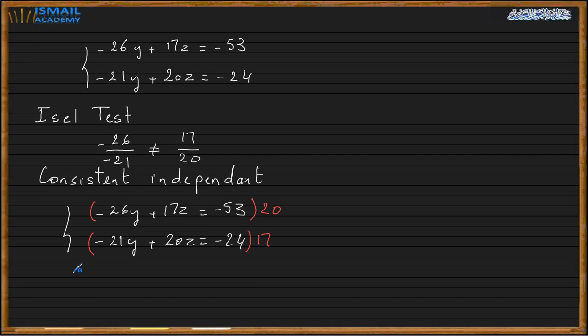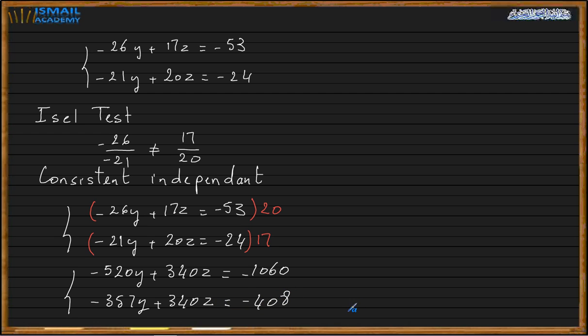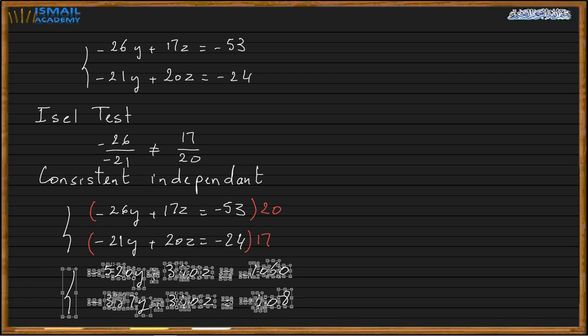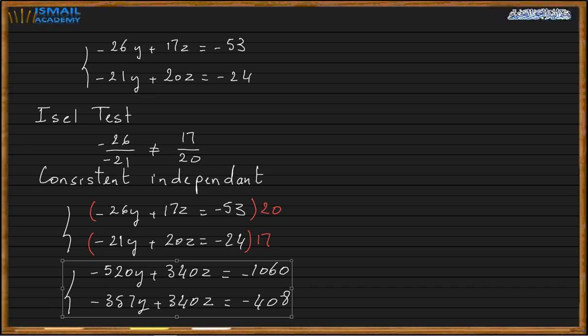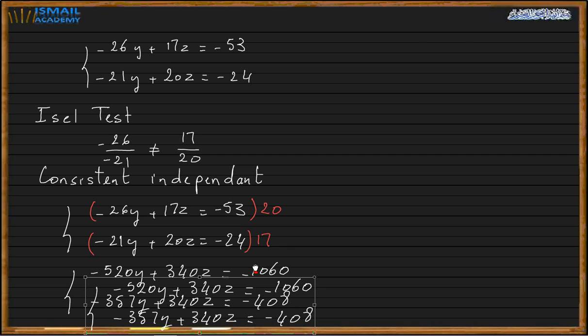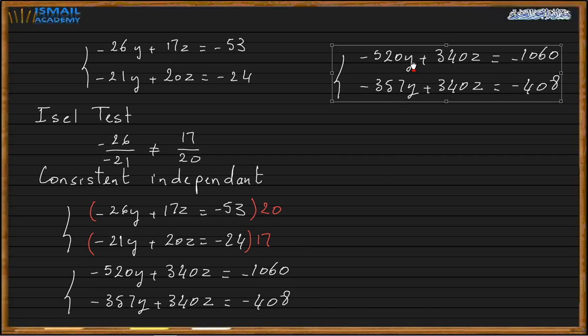So when we multiply 20 with 26, it's going to be minus 520y plus 340z equal minus 1060. 17 times minus 21 is minus 357y plus 340z equals minus 408. Now what I do, I subtract both equations. Let me make a copy and put it here. So in that case, we'll save time.